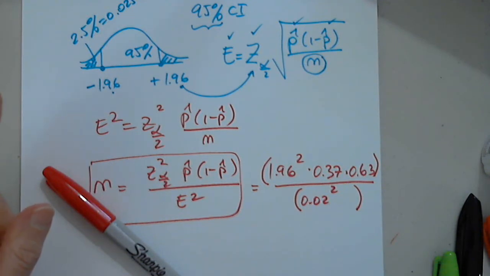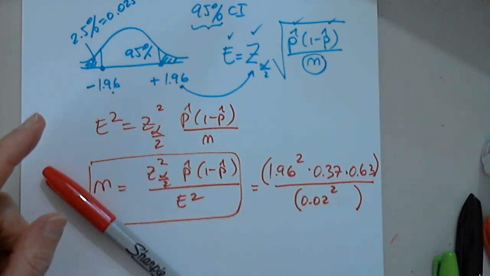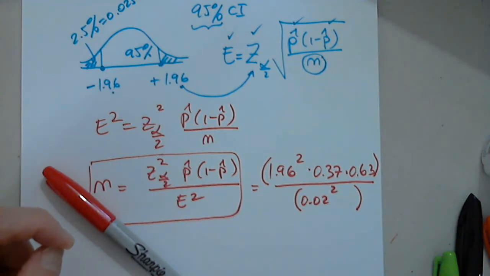And I have left parenthesis 1.96 squared times 0.37 times 0.63 and close, divide. I'll put that in parentheses as well so we get used to it. 0.02. Okay, squared, close. And this is the number of people or individuals we have to survey. If there is anything after the decimal point, we have to go up 1, no matter what it is.